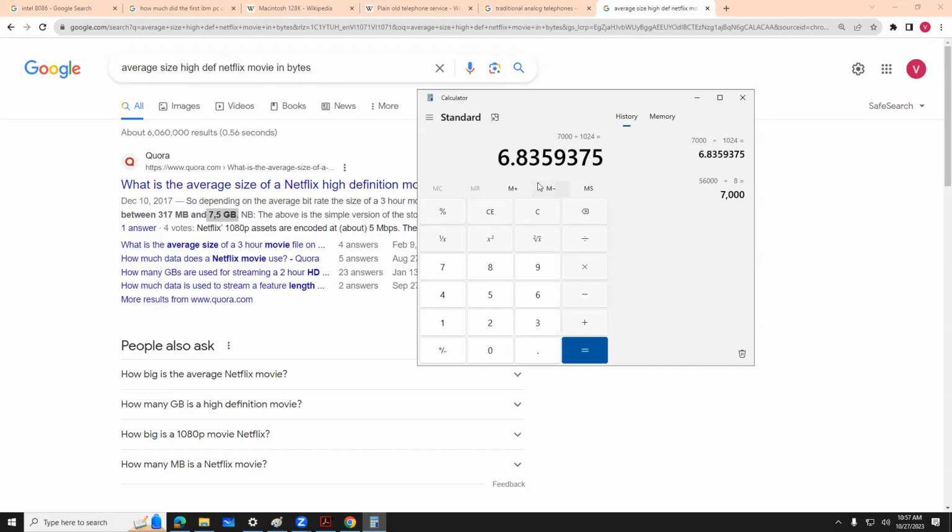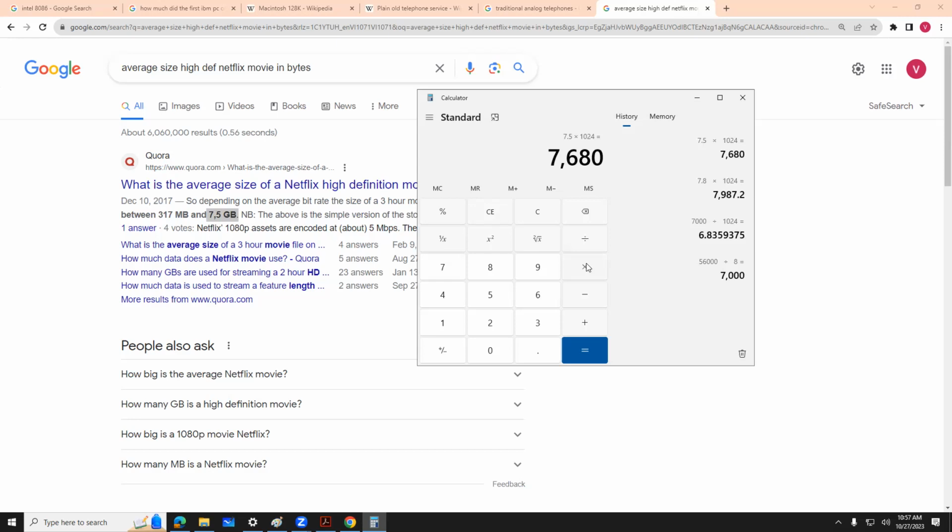I'm going to store that value, okay? Remember, we're working in kilobytes. Now, 7.5 gigabytes, how many megabytes is that? I have to multiply by 1024. Thank you, good catch. That equals 7,680 megabytes, not bits.